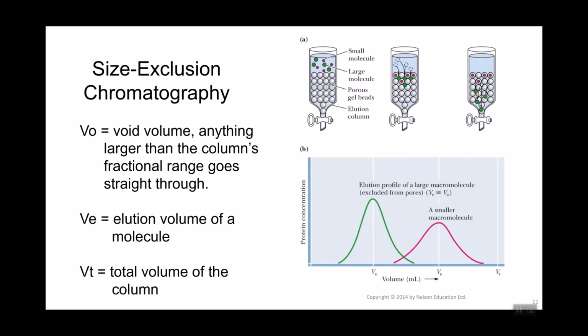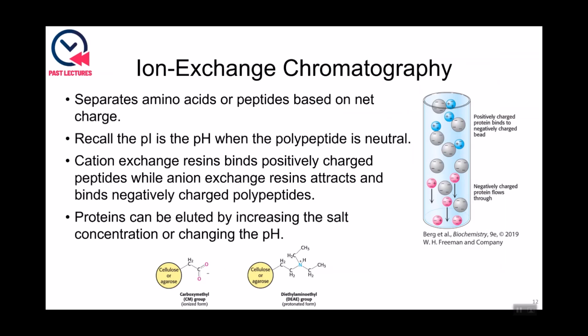The second main type of chromatography used is to use a stationary phase that has a charge on it, so that proteins with the opposite charge will bind and are separated from the mixture. Now, remember we talked about the pI of an amino acid or a polypeptide?